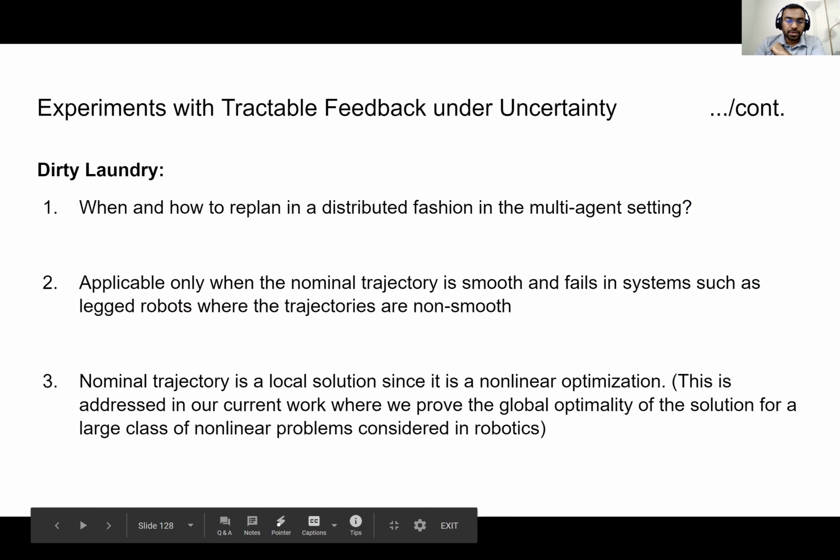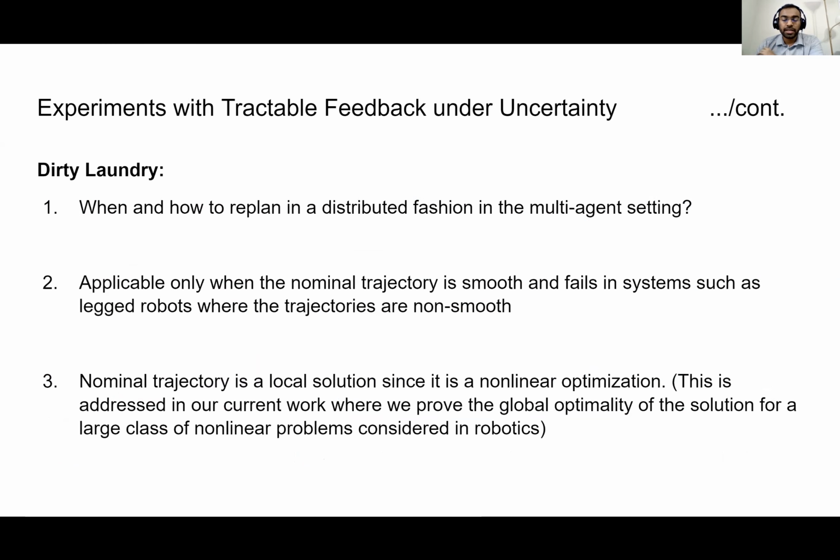We also show the same trends in a multi-agent setting, but there's a question of when and how to replan in a distributed fashion. Also, the decoupling law is applicable only when the nominal trajectory is smooth and fails in systems such as legged robots where the trajectories are non-smooth. Also, the nominal trajectory could be a local solution since it's a nonlinear problem. But in our recent work, we show that for a large class of robotic problems, this is actually a unique solution, which is the globally optimal solution.